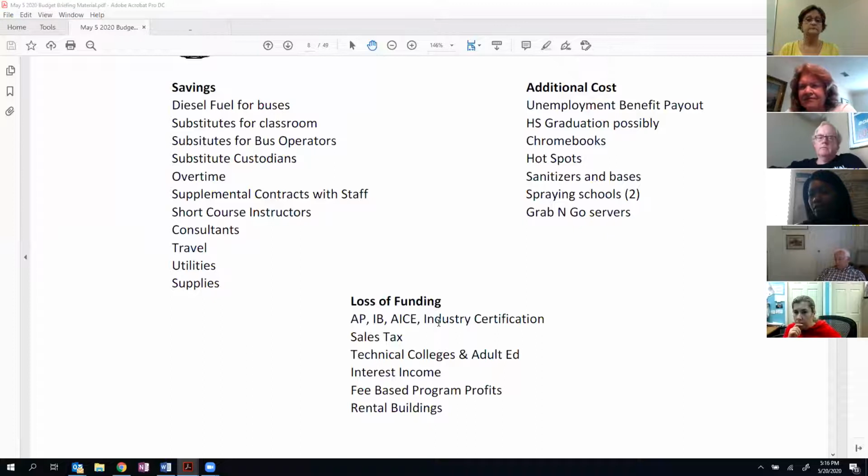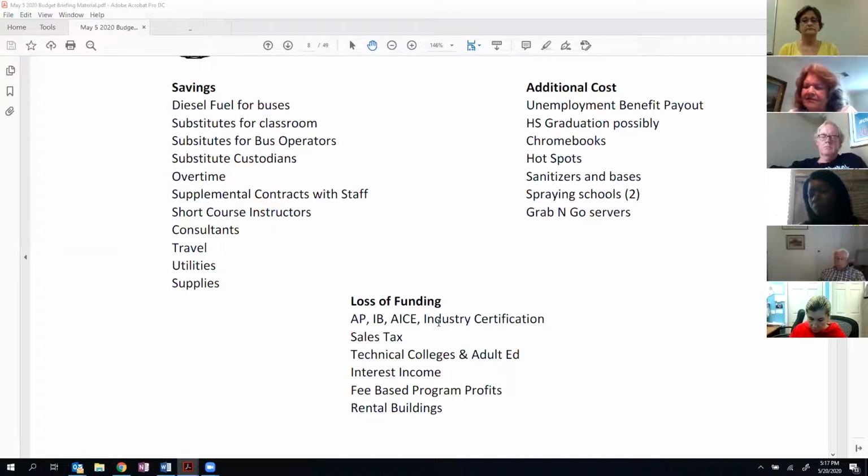Our high school graduations, we're trying to work out some things for our seniors. So there'll be some more costs associated with that. We had to buy more Chromebooks in order to make sure that all of our elementary students had Chromebooks available to them, as well as hotspots, so that any student who did not have internet access at home could still do the work that they needed to have done. Our grab and go lunches and things like that. There were just some more costs that came along with this as well.